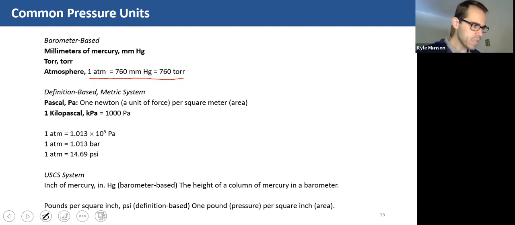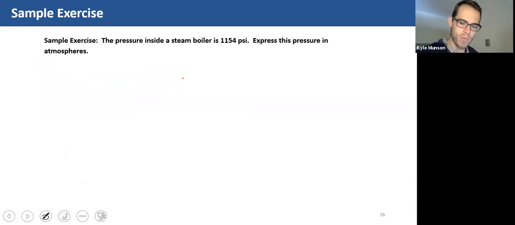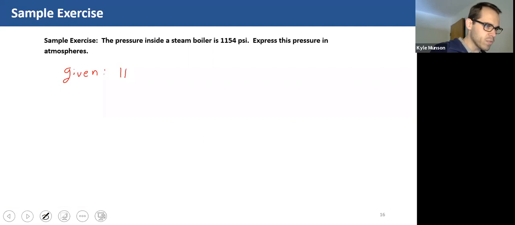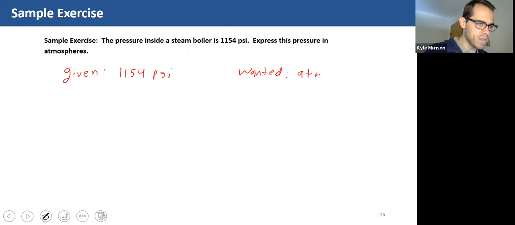Okay, so let's do a sample exercise converting between one unit and another. It says the pressure inside of a steam boiler is 1,154 psi. Express this pressure in atmospheres. We're going to use dimensional analysis, so we're going to write down what's given, which is 1,154 psi. This should be very familiar to you now, writing down what's given and what's wanted. What's wanted is the units of atmospheres.